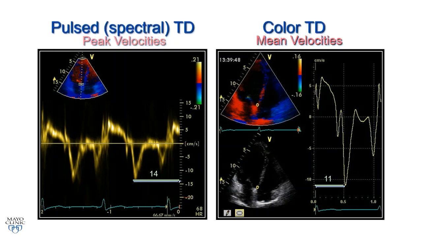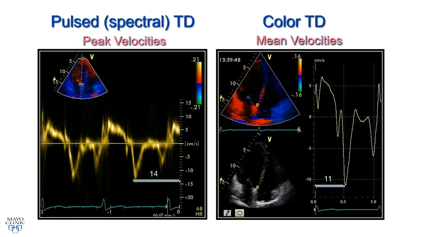And that kind of makes sense because remember that with color Doppler, we are measuring mean velocities. And with pulse wave tissue Doppler, we are measuring peak velocities. And we're reminded that, for example, when using the amplitude parameter of E prime and applying it to the diastolic function guidelines, we are using pulse wave tissue Doppler.